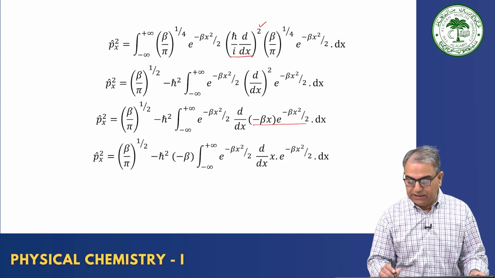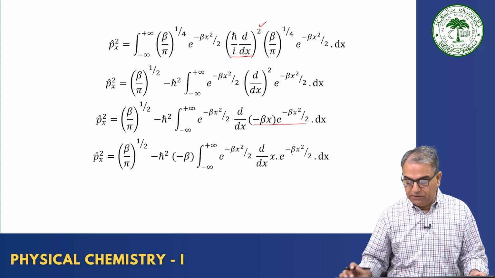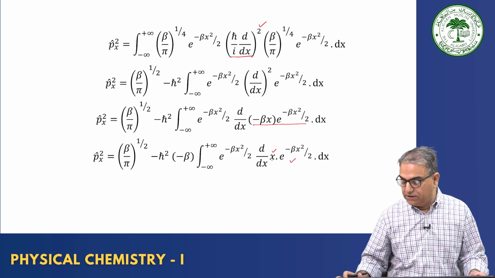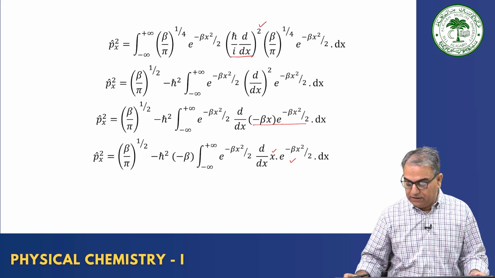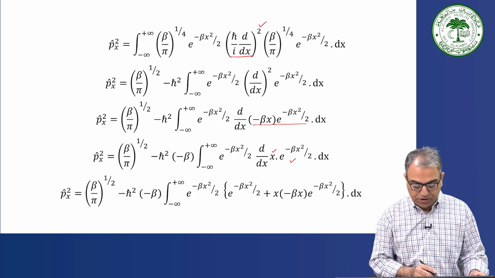Minus beta you bring outside, and then you differentiate this one, x exponential minus beta x squared. Now it is two terms, one is x, another is the exponential term. So differentiate one keeping the second constant, and then differentiate the second keeping the first constant. The normal procedure of differentiating two functions.